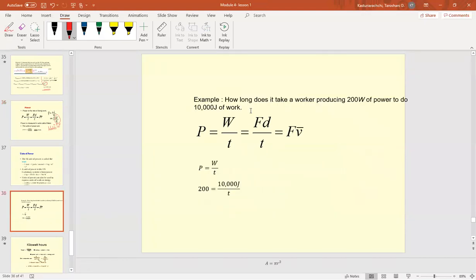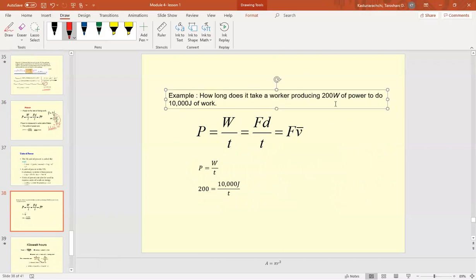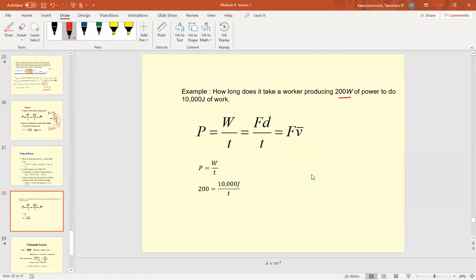How long does it take a worker producing 200 watts of power to do 10,000 joules of work? That means I need to find the time. If you're not sure what they are talking about, check the units. Watt means power, and work done is in joules, and you can solve for time.